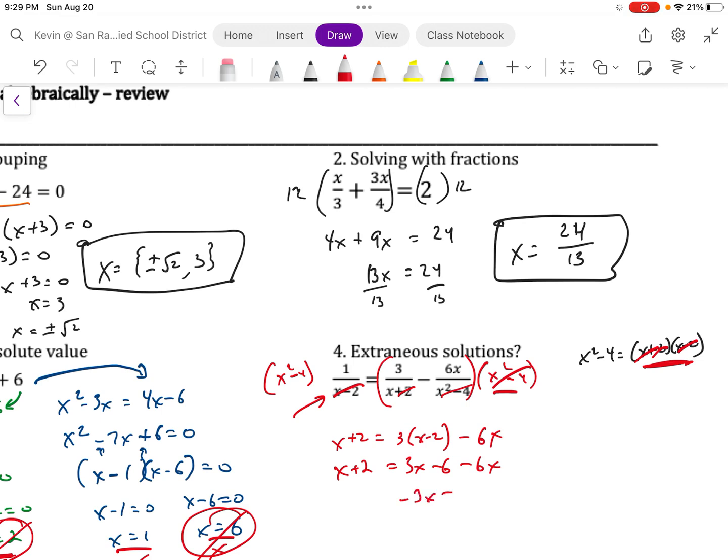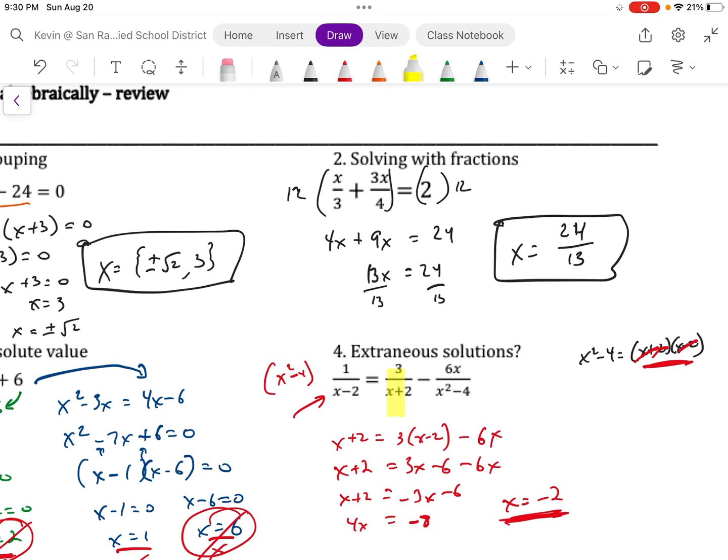Let's see, negative 3x minus 6 equals x plus 2, 4x. I added 3x to both sides. And then subtract 2, negative 8. So x equals negative 2. Now, before I put a box around this answer, once again, I need to test to make sure that this works.